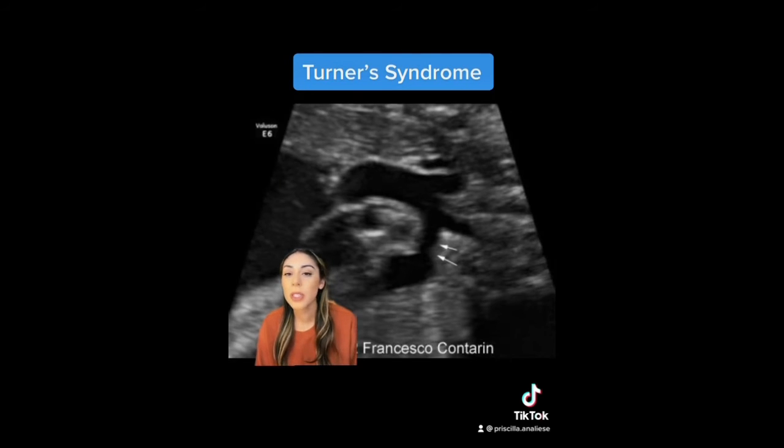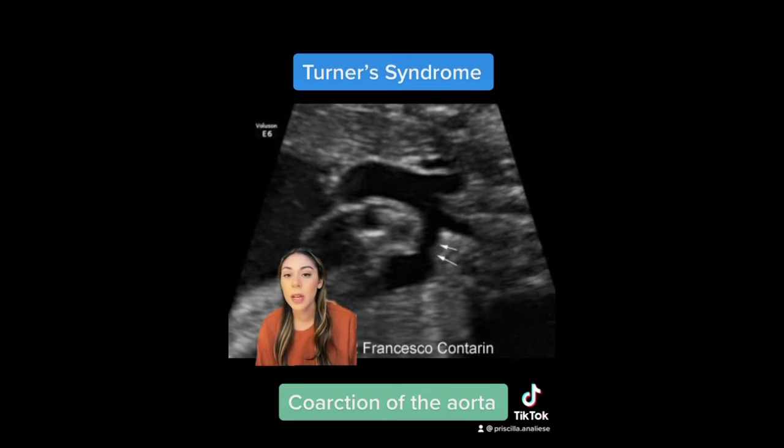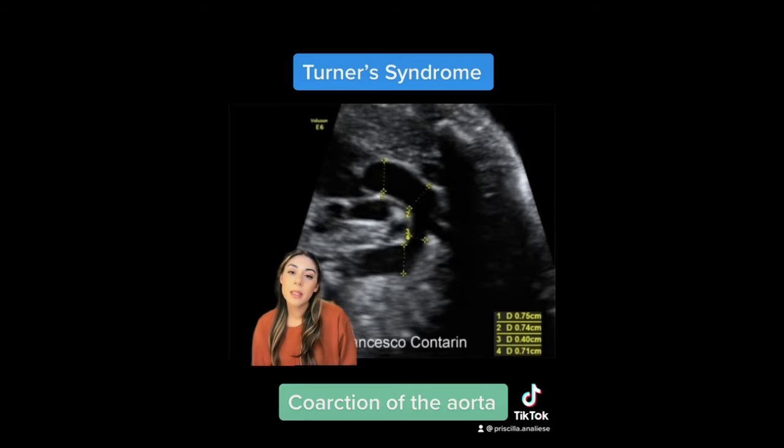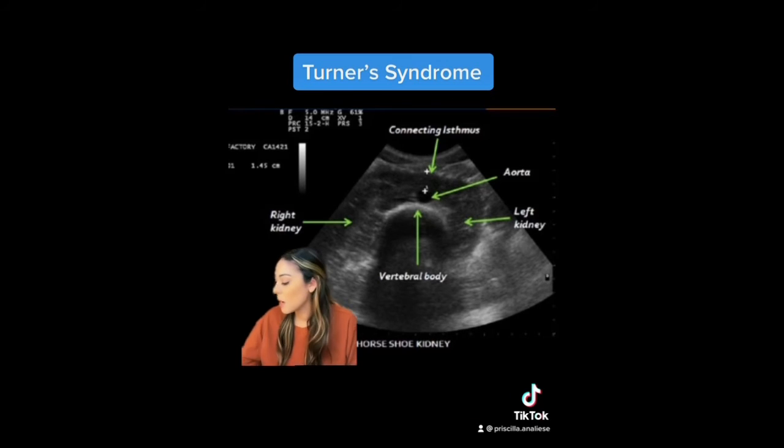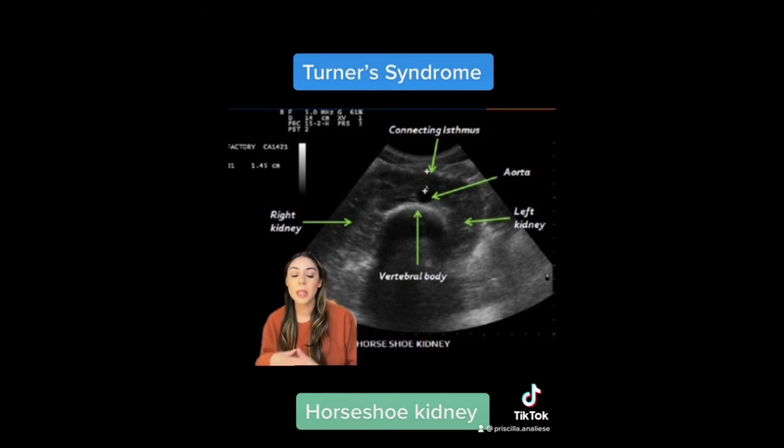So some physical features to keep an eye out for when it comes to Turner syndrome is the coarctation of the aorta, which just means that part of the aorta is narrower than usual. And that's what this ultrasound image is pointing out here with the arrows. You can see it does taper down towards the middle and then goes back to its normal size. And this is an example of how we would measure it all the way down. The others include general lymphedema, high drops, renal abnormalities, especially it can be horseshoe kidney like the image that I'm showing here, which just means that there's a connecting isthmus between the right and left kidney.